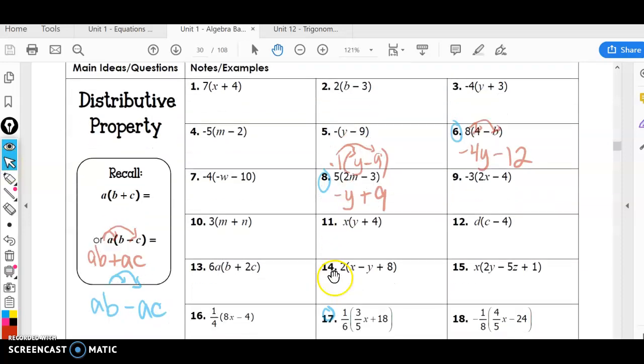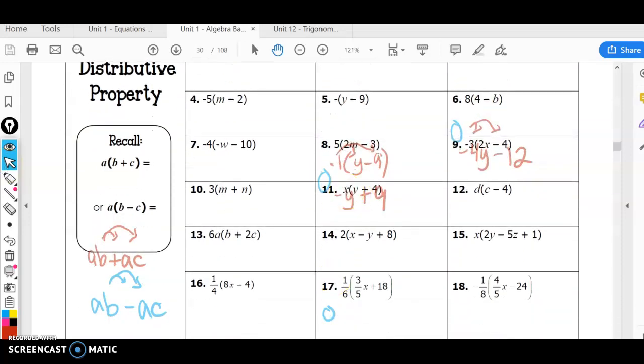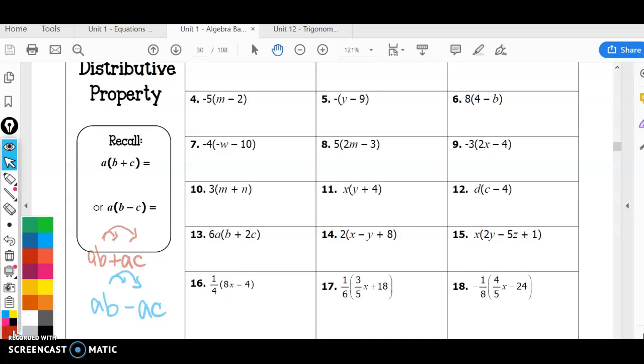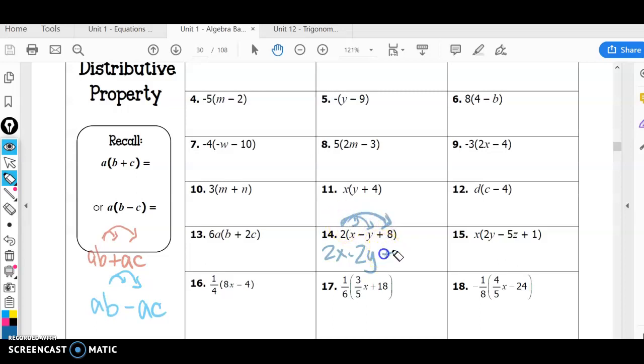Let's go down and look at number 14. 14 is a little different because there are 3 terms to multiply the outside 2. So 2 times x is 2x. 2 times -y is a -2y. And then we have a third term to multiply to. 2 times 8 makes the constant of 16, positive 16.